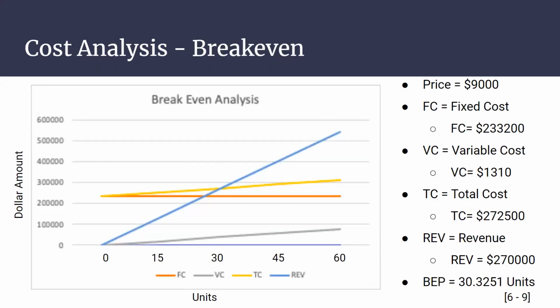So we priced our product at $9,000 with a fixed cost of $233,000, a variable cost of about $1,300, a total cost of $272,000, a revenue of $270,000, which led us to a BEP of 30.2, which means that in order to break even, we would have to produce 31 units. As you can see on the graph, the red line, which represents our fixed cost, is straight across, which is exactly what we were expecting. Our variable cost increases slightly over the amount of units that we produce. So overall, this is kind of what we expected.